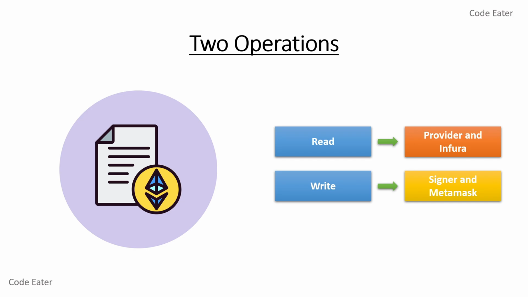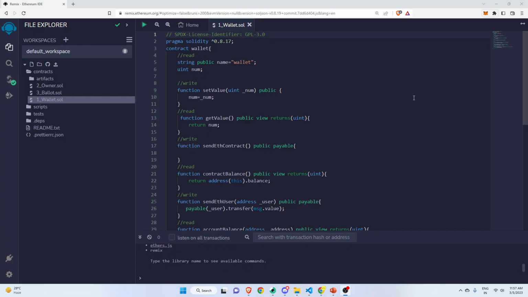And when it comes to write, we require two things, that is the signer and the MetaMask. But first of all, let us go to the read operation on smart contract. And now it's time to perform some operations on the smart contract.